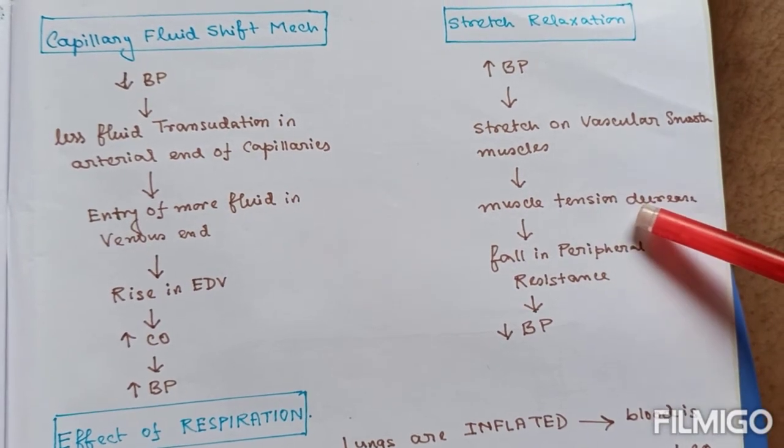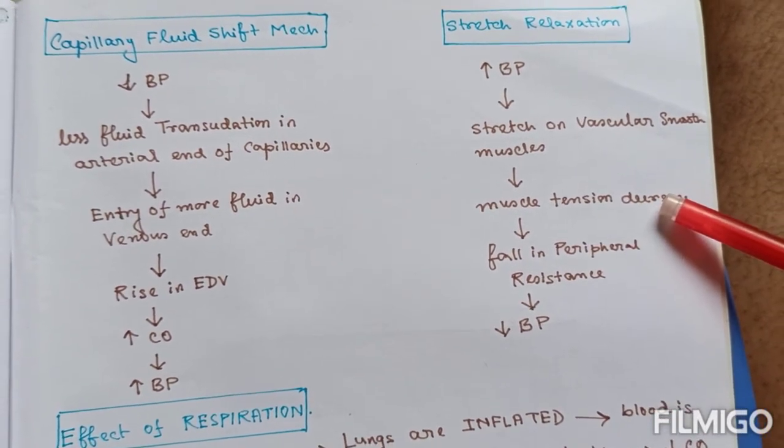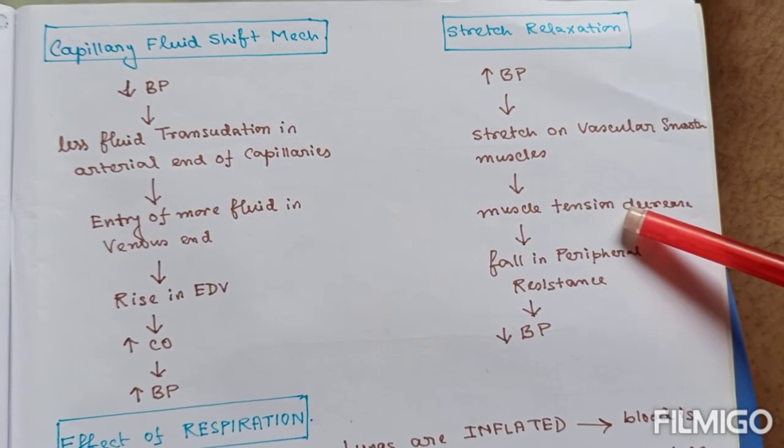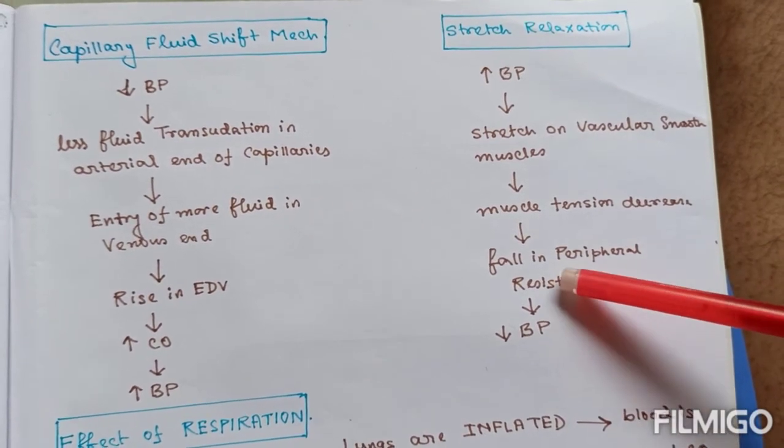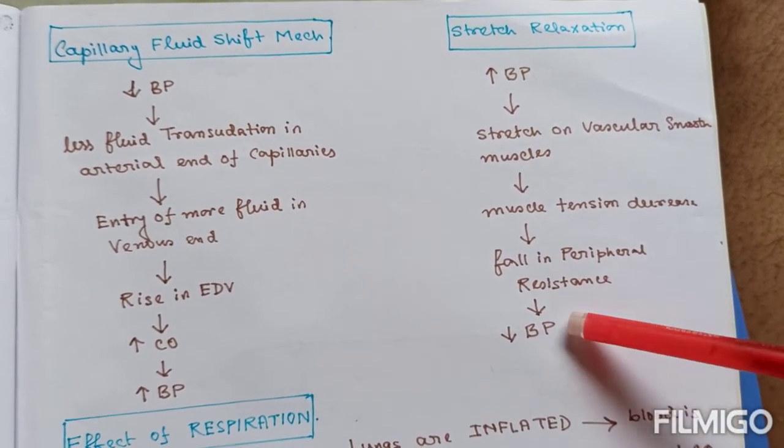When there is stretch relaxation, like if BP is increased, then stretch on the vascular smooth muscle causes muscle tension to decrease, and this fall of muscle tension is actually a fall in the peripheral resistance, and thereby blood pressure is reduced.